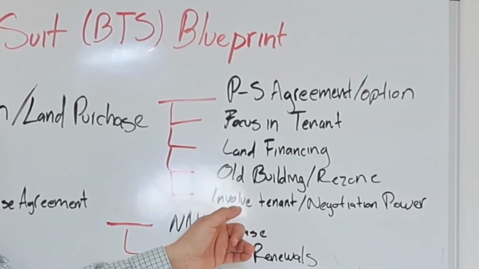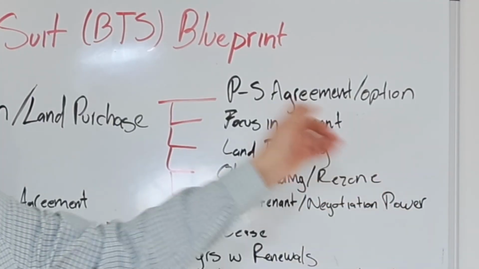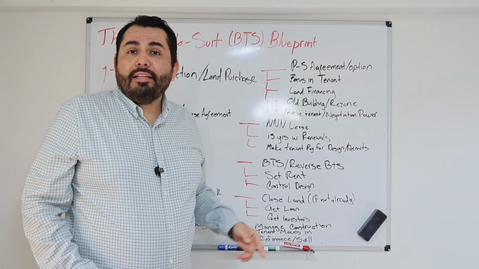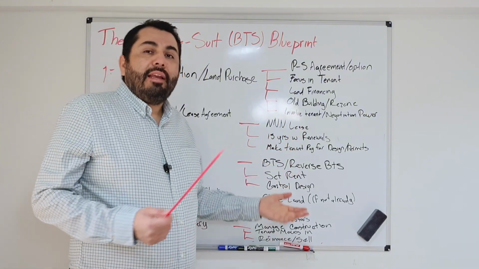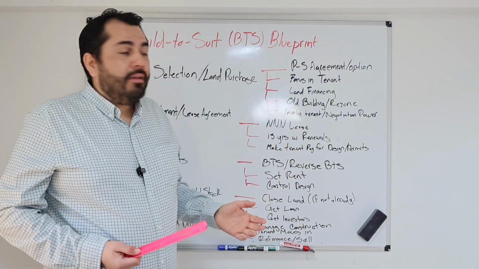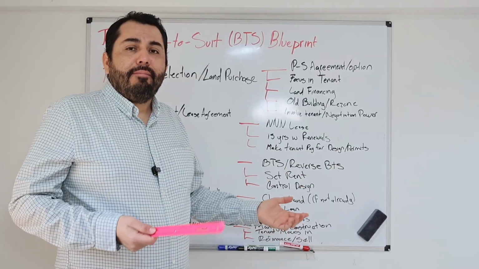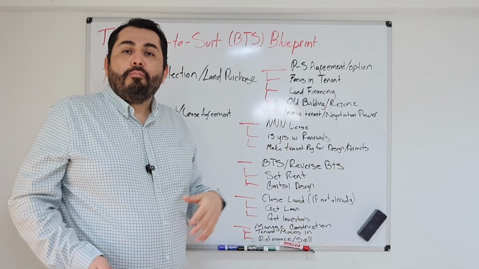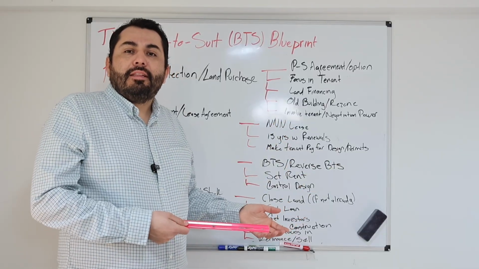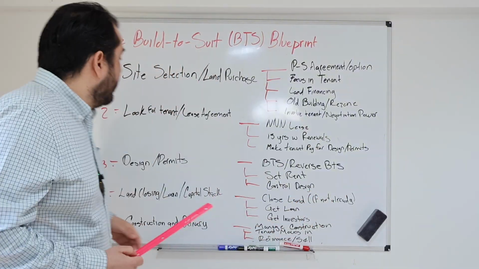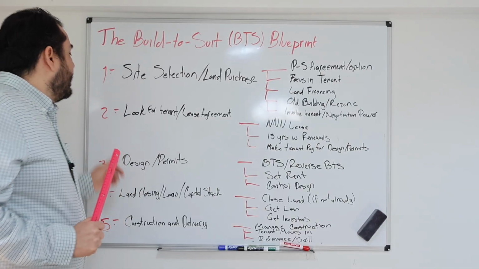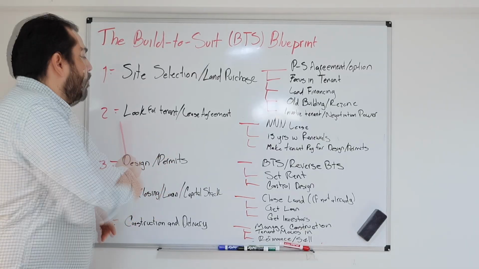Okay, so I prefer to purchase or maybe get the land under contract rather than involving the tenant. But many companies, like for example Amazon, have relations with big developers and they are involved before the site selection. So those are two ways to do this. Okay, so the second thing is look for the tenant.